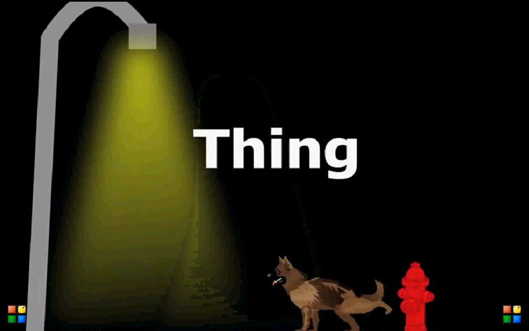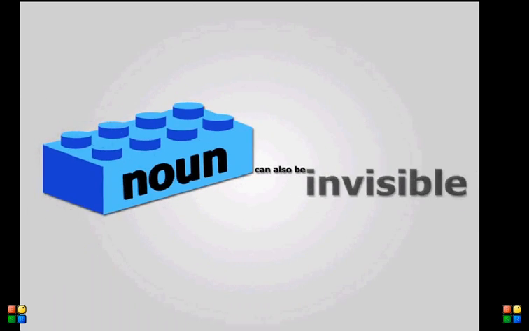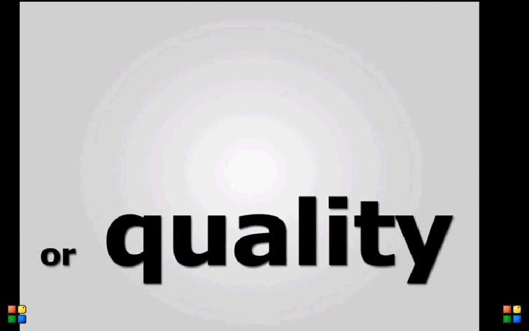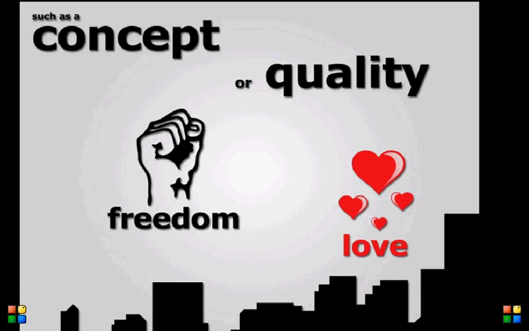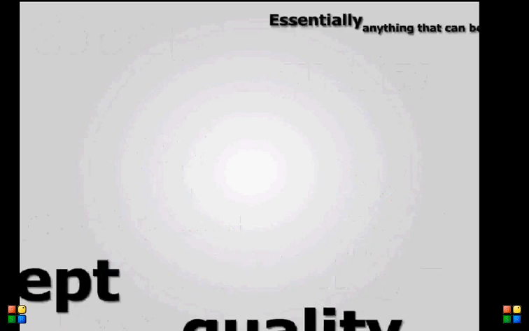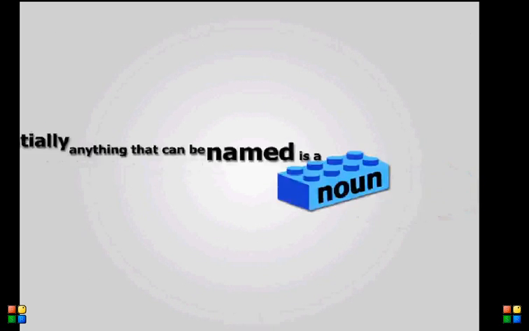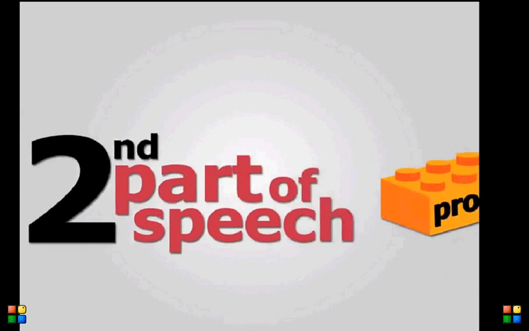A noun can also be invisible, such as a concept or quality. Some examples of this are freedom or love. Essentially, anything that can be named is a noun. The second part of speech is a pronoun. These typically take the place of nouns in a sentence.